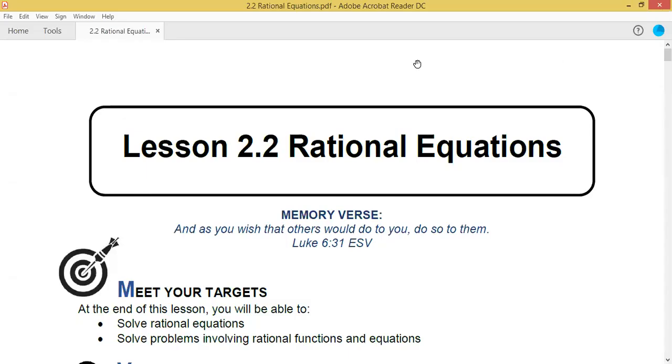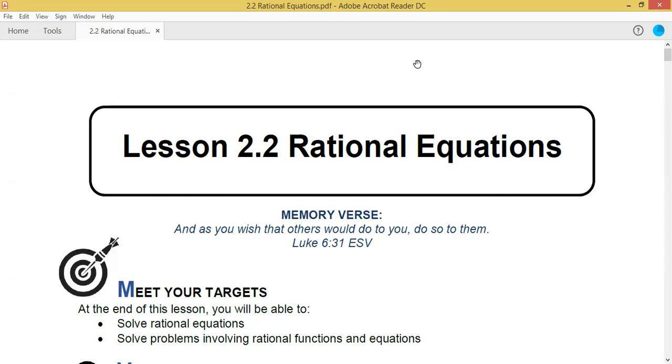Good day. Today, our lesson is about rational equations. Our memory verse today is found in Luke 6, verse 31. It says, "And as you wish that others would do to you, do so to them."